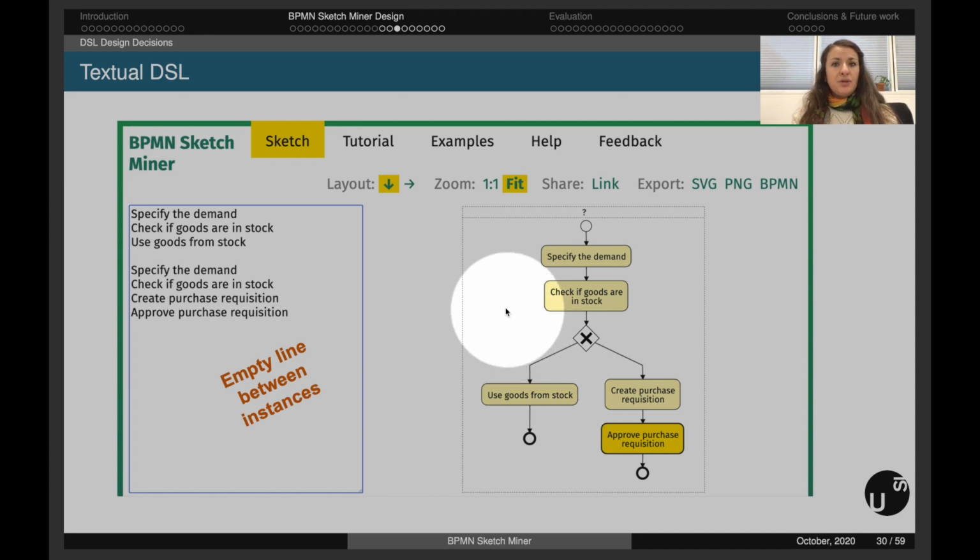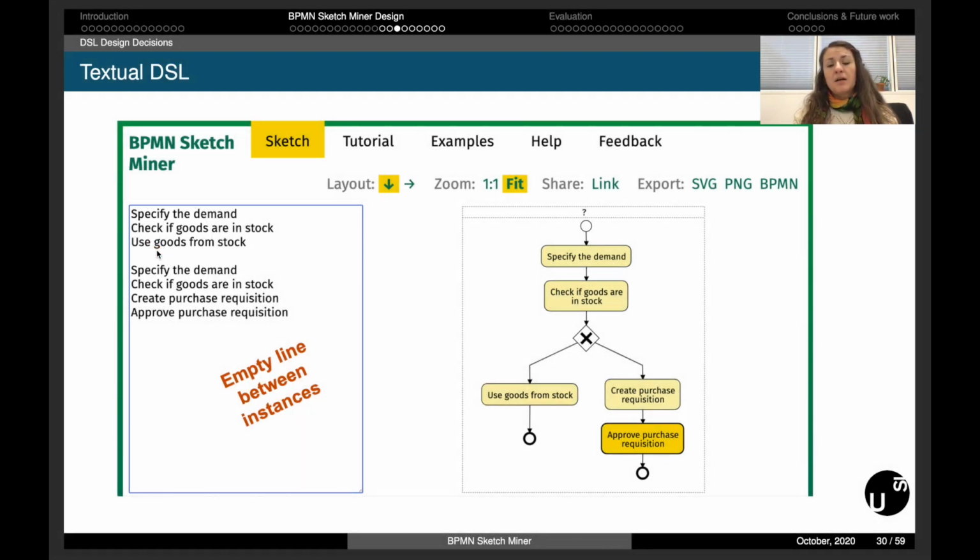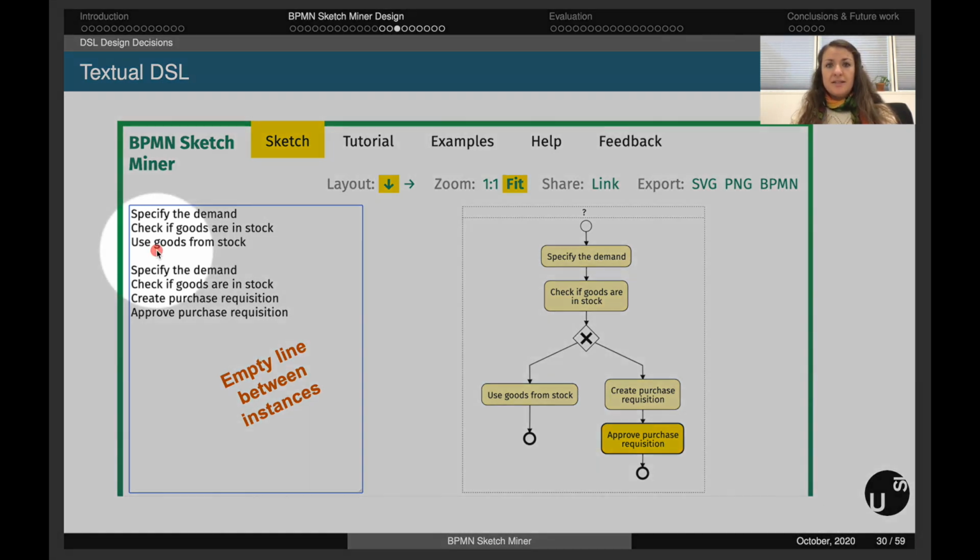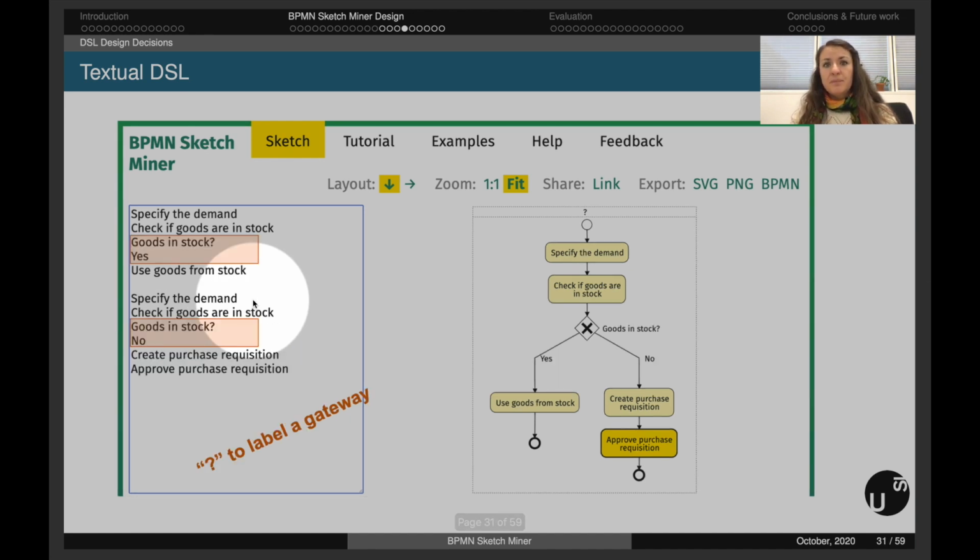And this is a different case in the process, and this can be stated as a separate sequence by leaving an empty line between the two process instances. So it's going to be the mining algorithm which is going to determine the existence of an exclusive gateway. So the user doesn't need to explicitly state it unless he wants to, because he wants to label the gateway and then state the conditions.